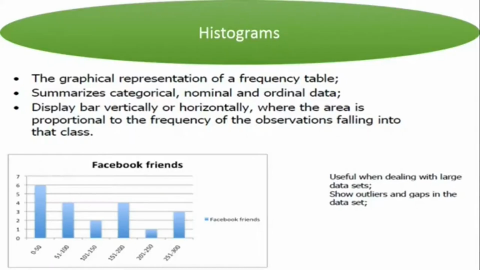Another way of representing data is a histogram. A histogram is a little bit different from a bar graph in that, in a bar graph, you only need your data to be categorical. In a histogram, you need your data to be categorical, nominal, and ordinal. So that's the particularity of using a histogram. Another condition is that your data need to be nominal and ordinal. So the histogram is the graphic representation of a frequency table.